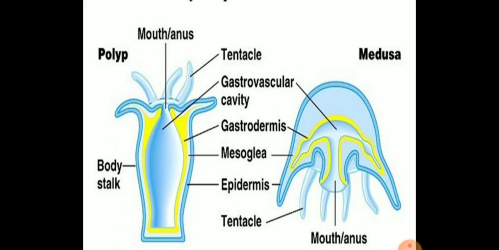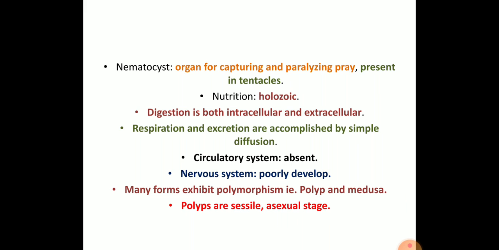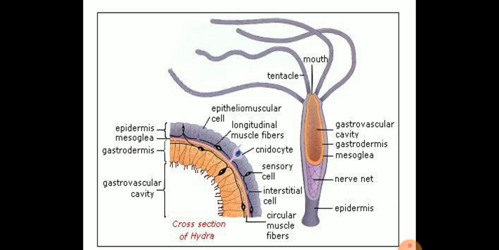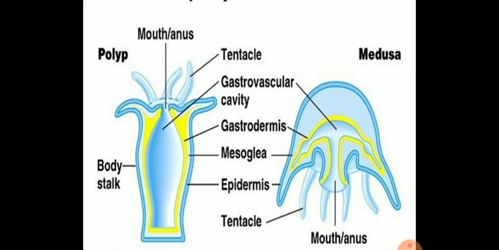To show the mesoglea layer, I have kept these two different forms. Polyps are usually sessile and asexual, but once they attain the medusa form, they become sexually active. So the polyps are sessile, and the medusa forms are free living.